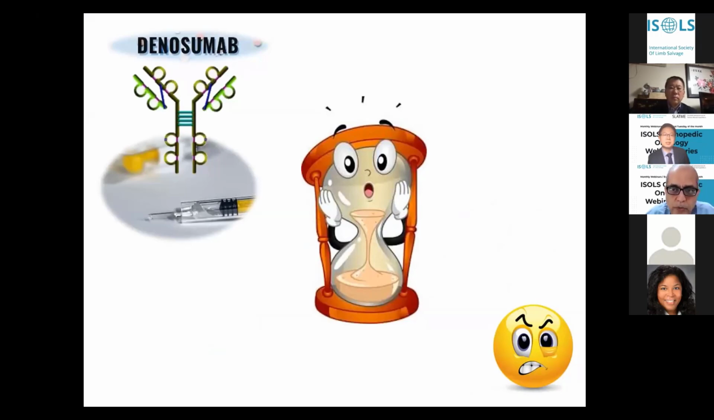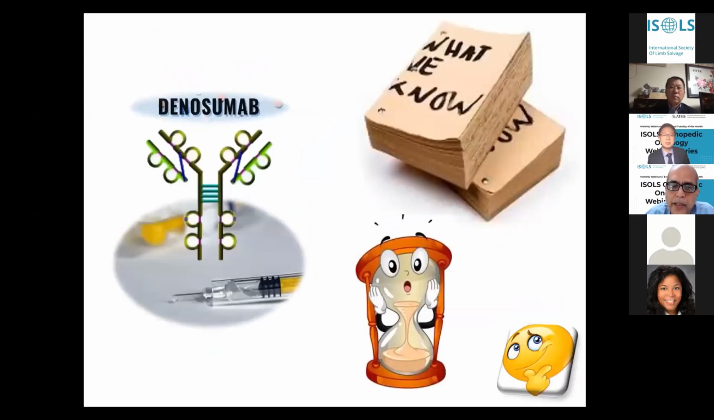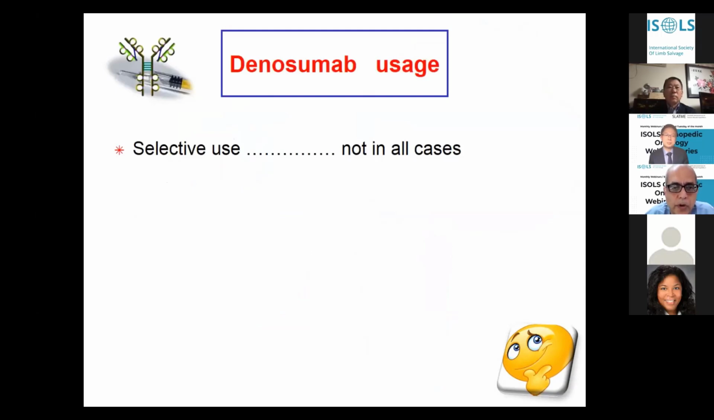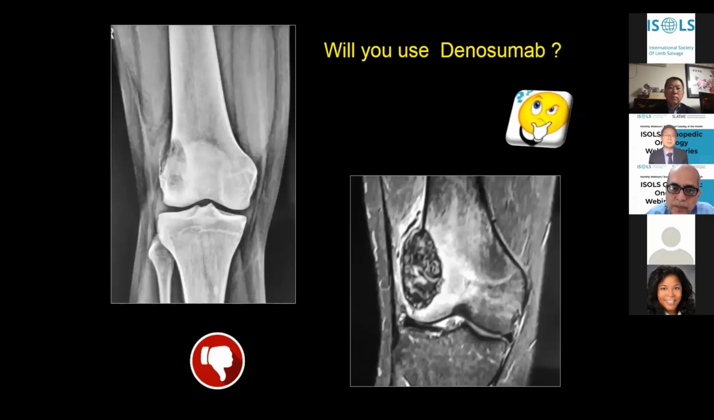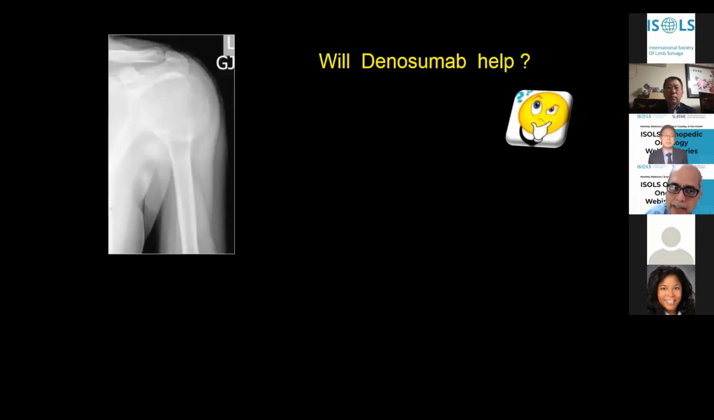There were issues with denosumab, and we needed to look at it a little deeper to understand how best we could use this drug. So with the increasing years, now we have a fairly decent idea about what we know about denosumab and what we don't know. Currently, I think there is consensus more or less on the fact that denosumab is not going to be used for all cases of GCT. It's selective in its use. A case like this, which is very easily curettable, we are not going to recommend or use denosumab. A case like this, yes, we will have our differences of opinion.